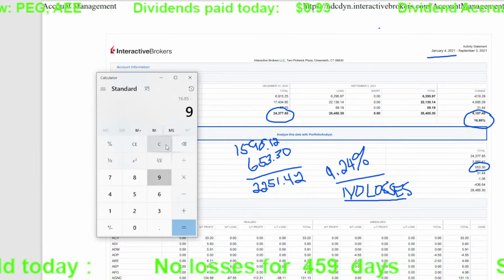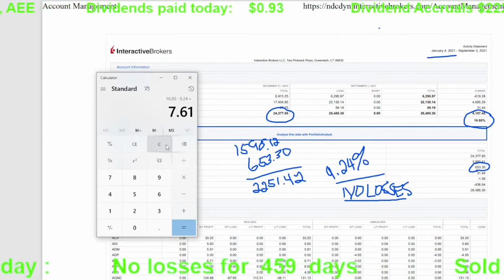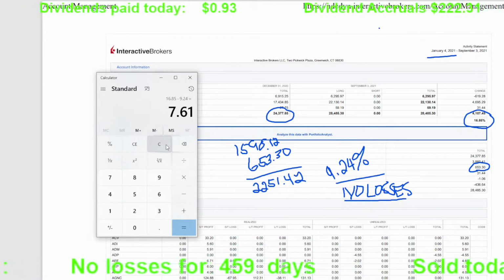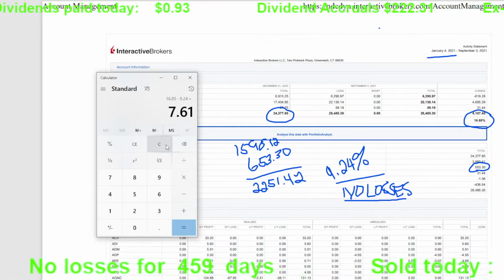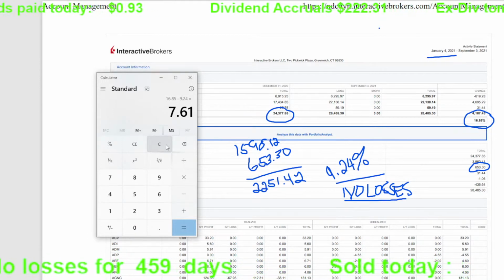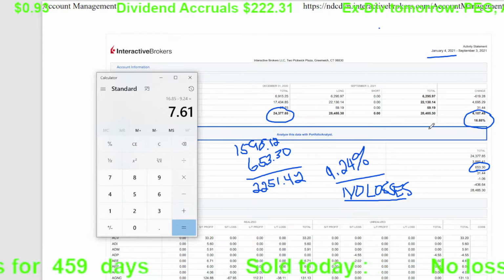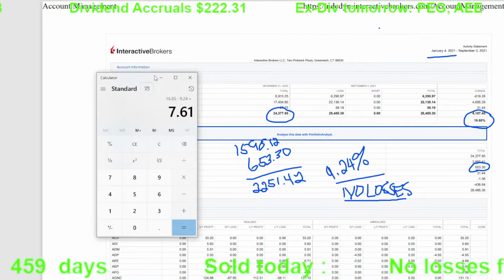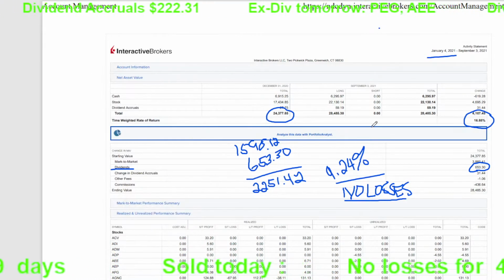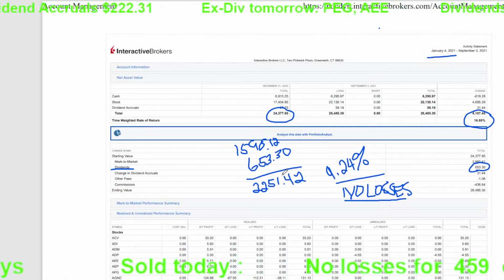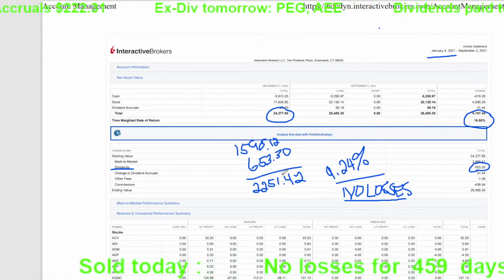16.85 minus the 9.24. So it gained 7.61. But you have to remember, that's unrealized. You didn't realize any of that. You have 7.6% of your account that's unrealized. So remember that. But yeah, that makes it easy. Hopefully that clears up some.